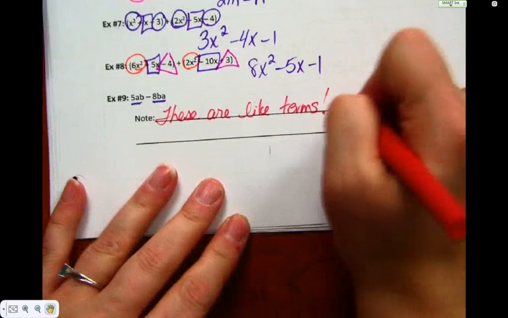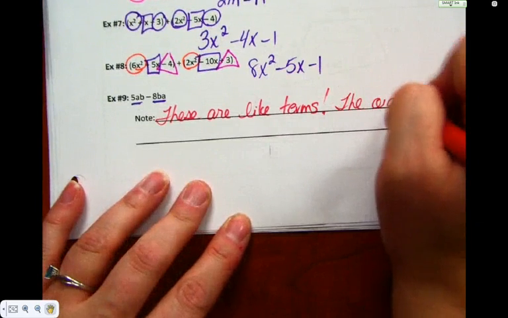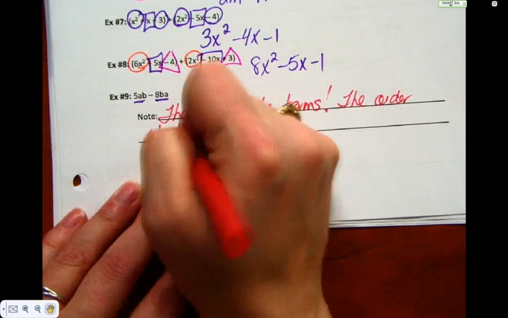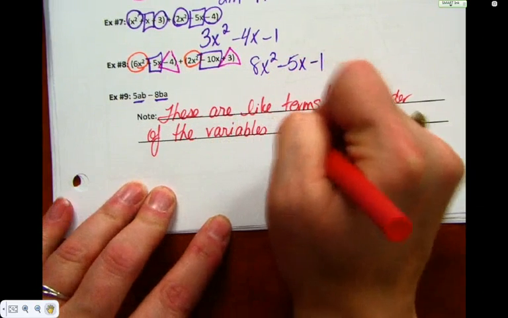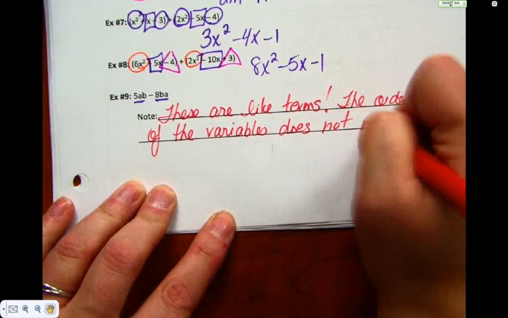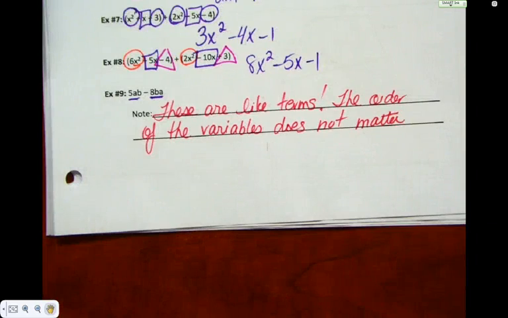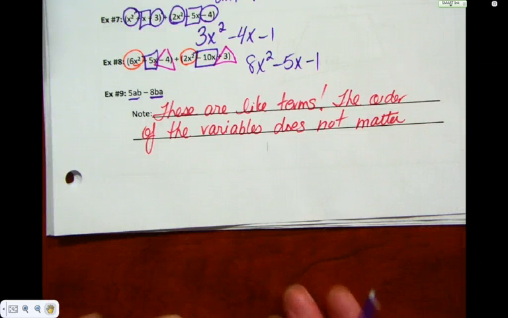The order of the variables does not matter. Just like people. If I called Haley Green, she's going to look up, which she just did. If she's in the doctor's office and they call Green Haley, she's probably still going to get up and go in. Doesn't matter. It's the same person.